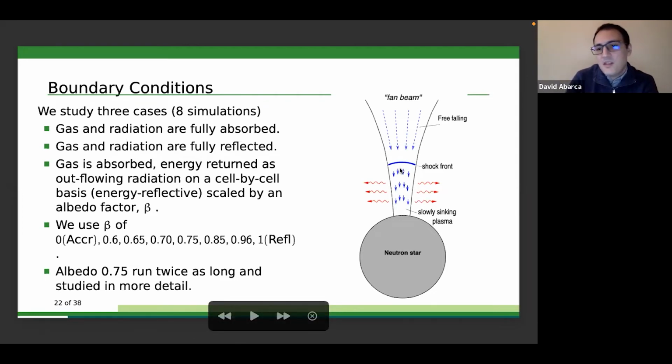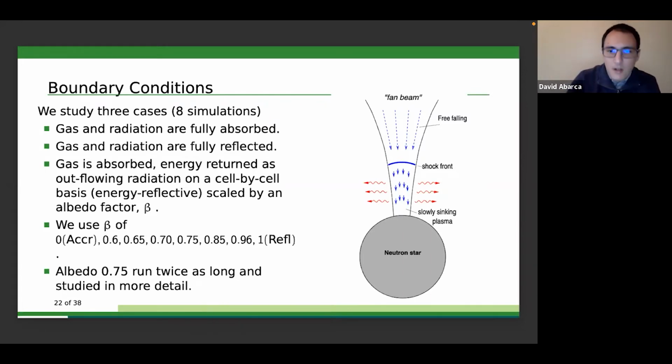And then what happens is the outflowing radiation flux slows down the gas, it creates this shock, and then radiation leaves the column perpendicularly. And I also said, well, what happens if some of the gas escapes under the surface of the star and isn't radiated away? Well, we can study this for different albedos or reflectivities of radiation.